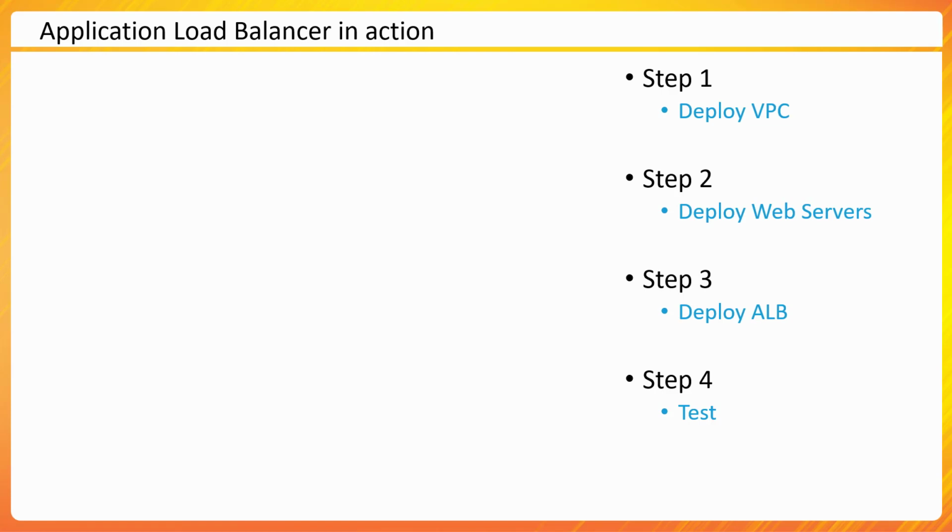Step 1, we would deploy a VPC. Then we will deploy some web servers in private subnets of the VPC. Afterward, we would deploy a load balancer and see how it works in step 4. So these are the 4 steps I will go through. I would focus first on step number 1, which is deploy a VPC.